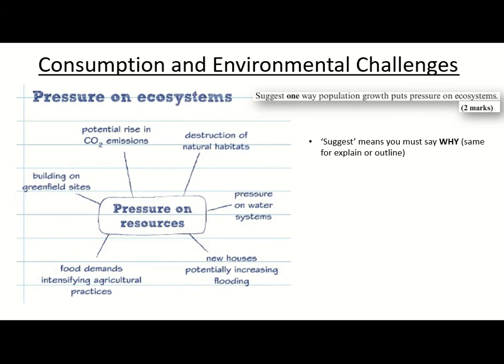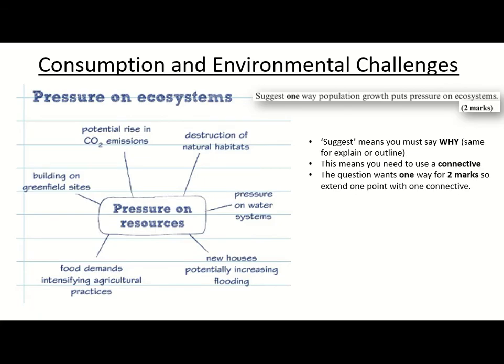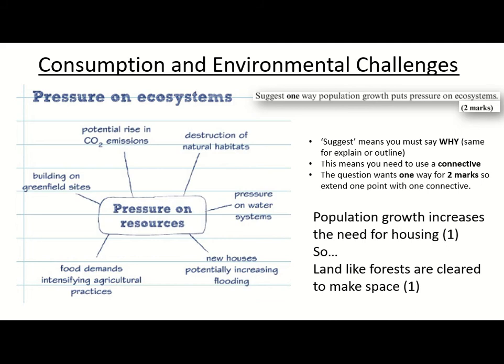So suggest is the same as explain. So you've got to use a connective, and it wants one way for 2 marks. So you've got to try and extend it with that connective. So population growth increases the need for housing is another example. So land like forests are cleared to make space.